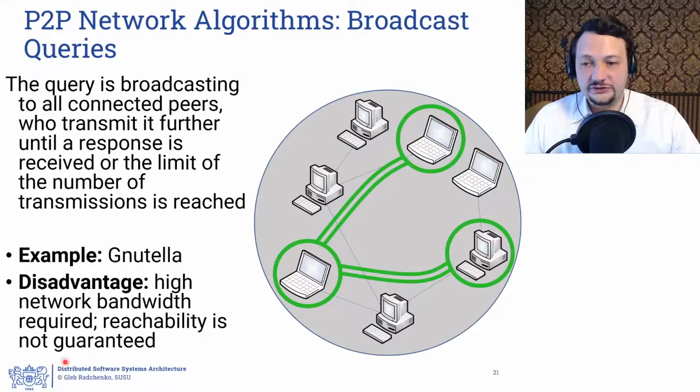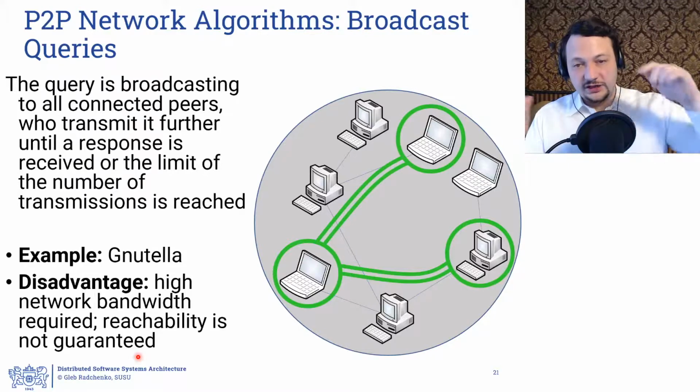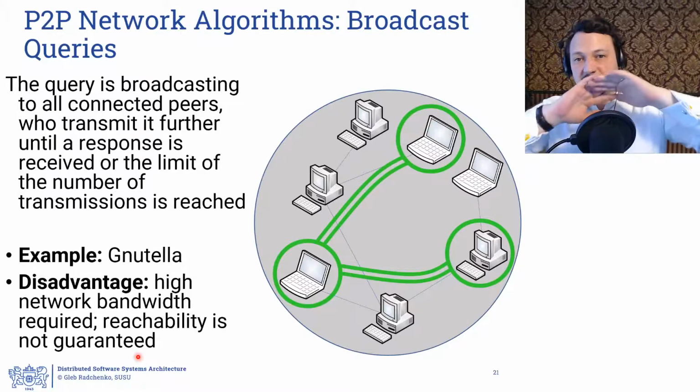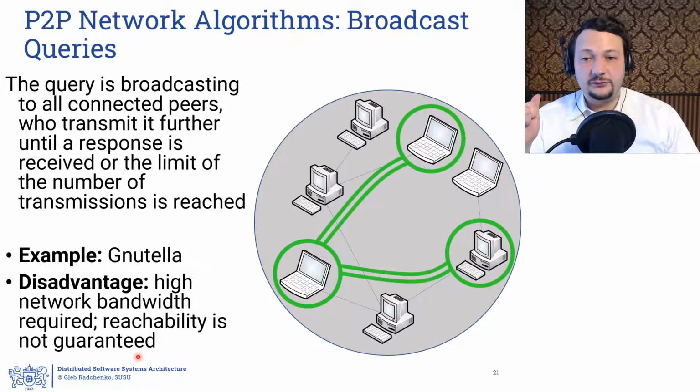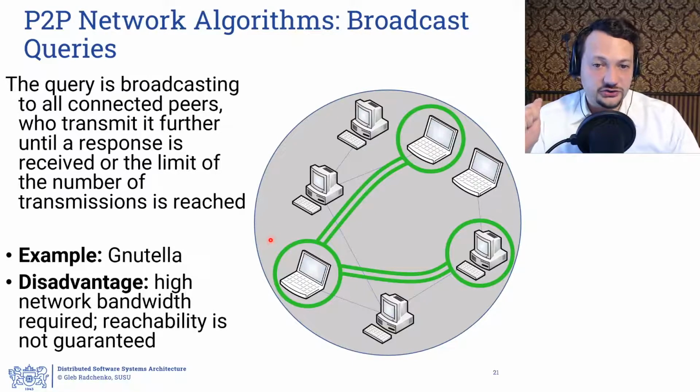Second, reachability is not guaranteed, because we have a lifetime of the request, and we say, okay, you jump 3 or 4 times, and after this you do not jump any further. That means that if we have no resources in our area of the first 5 jumps, then we would not find this resource whatsoever, even if it is available in the network. So that is a second disadvantage of broadcast query.